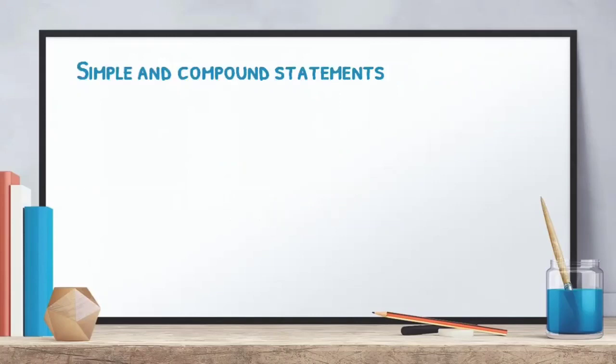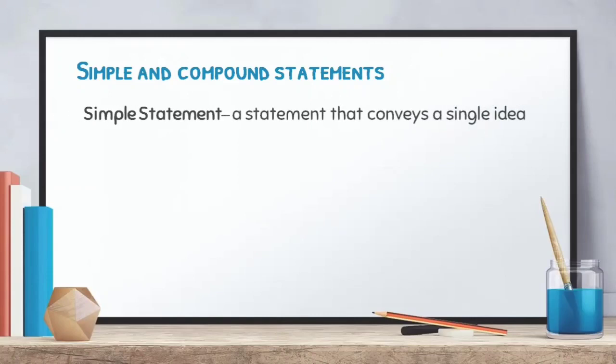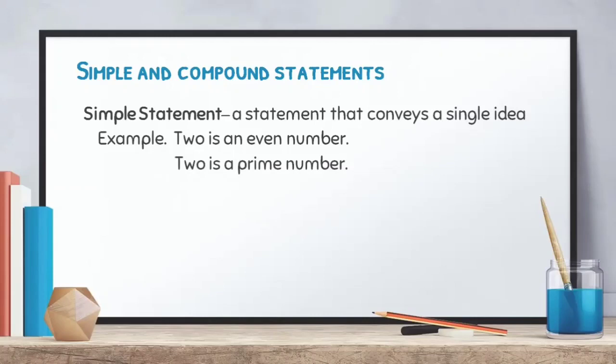Now let's go to simple and compound statements. Simple statement is a statement that conveys a single idea. Meaning, if you have a statement that has only one idea, it is a simple statement. Example, 2 is an even number. So our statement has only one idea. What is 2? So it is an even number. Another statement, 2 is a prime number. So this is also a simple statement because 2 is regarded as a prime number. So it has only one or single idea.